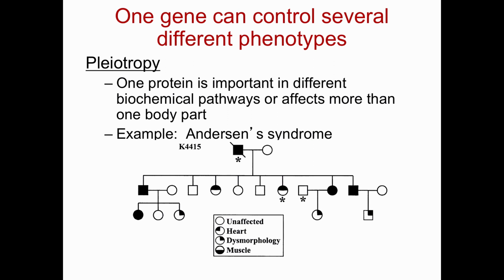In lots of cases, a single gene can influence a number of different traits, and that's what we refer to as pleiotropy, because pleio means many and tropy means change. So pleiotropy means there's many things at play here.